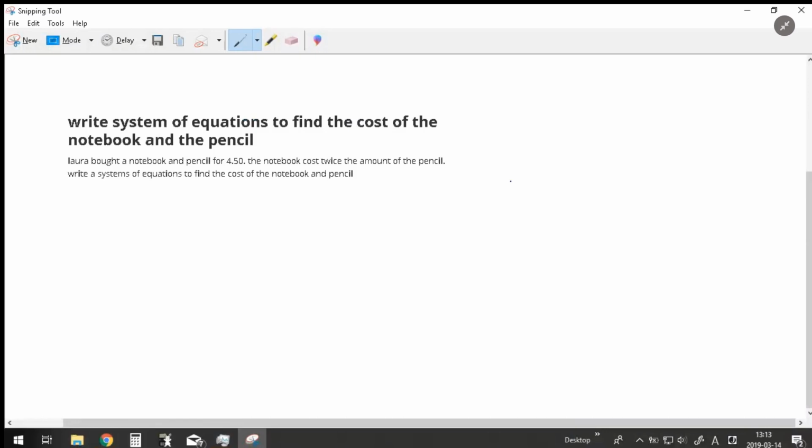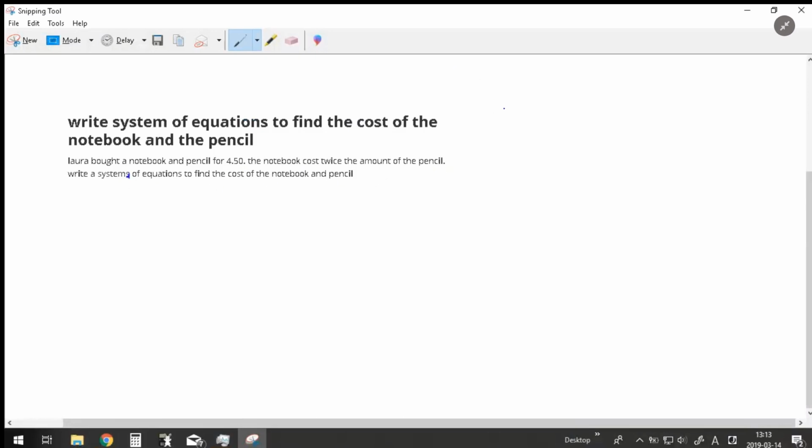So it says in the problem that Laura bought a notebook and a pencil for $4.50. The notebook cost twice the amount of the pencil. Write a system of equations to find the cost of the notebook and the pencil.